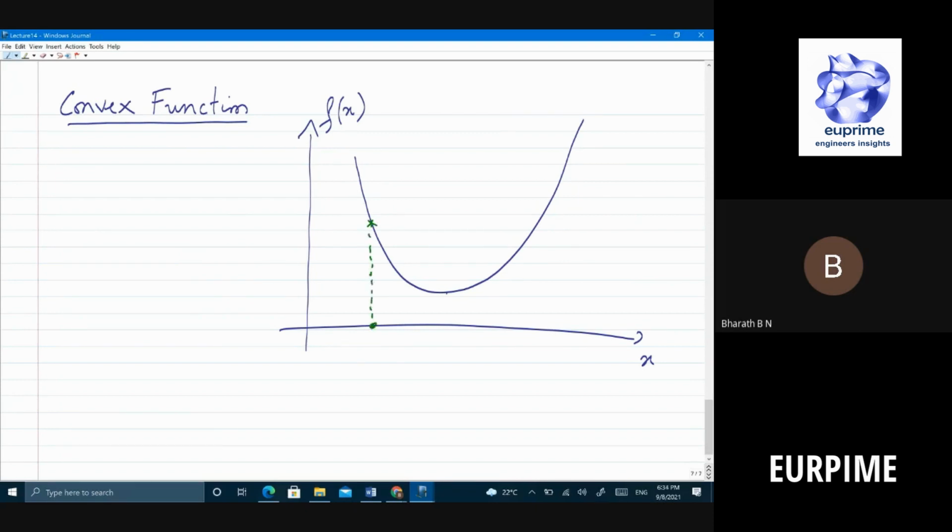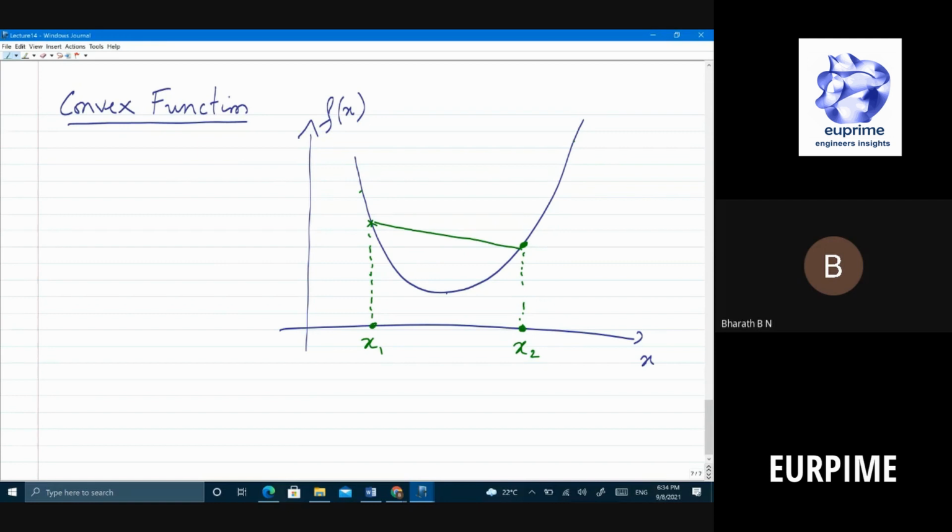Okay, let me call this x, maybe I'll call it x1, and the other point here x2. Now I'll join a line between them. So this line is above the function. No matter what, you pick this point and this point and draw a line, all the lines joining the two points always lie above the function.